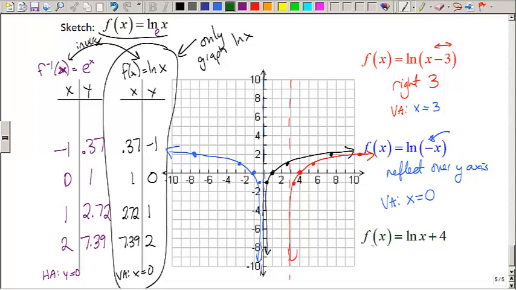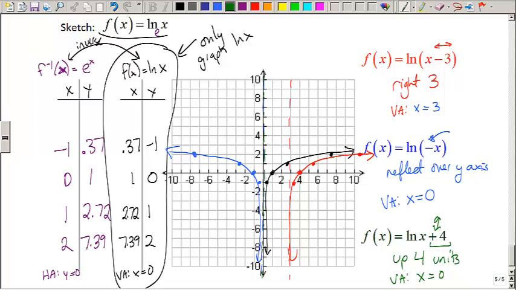And on this last function, f of x equals ln x plus 4, the plus 4 is being added to the outside of the function, which means I have a vertical shift. In this case, we're shifting up 4 units. My vertical asymptote, if I shift a vertical line up, I still get the same vertical line at x equals 0. Notice my asymptote did not change unless I'm doing a horizontal shift.